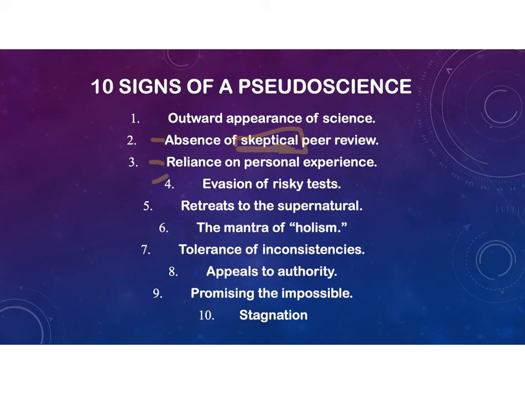Evasion of risky tests is number 4. What we mean here is that the science or the field does not do tests that could directly disprove it. Either because they say that their field is not testable. So, psychics, you can't test psychics because when skeptics are around, the energy that they put out ruins the psychic energy or something like that. So the evasion of risky tests, the unwillingness to have tests that directly can determine whether they're right or not, or by changing the goalposts or whatever, not making unfalsifiable claims, that's a sign of a pseudoscience.